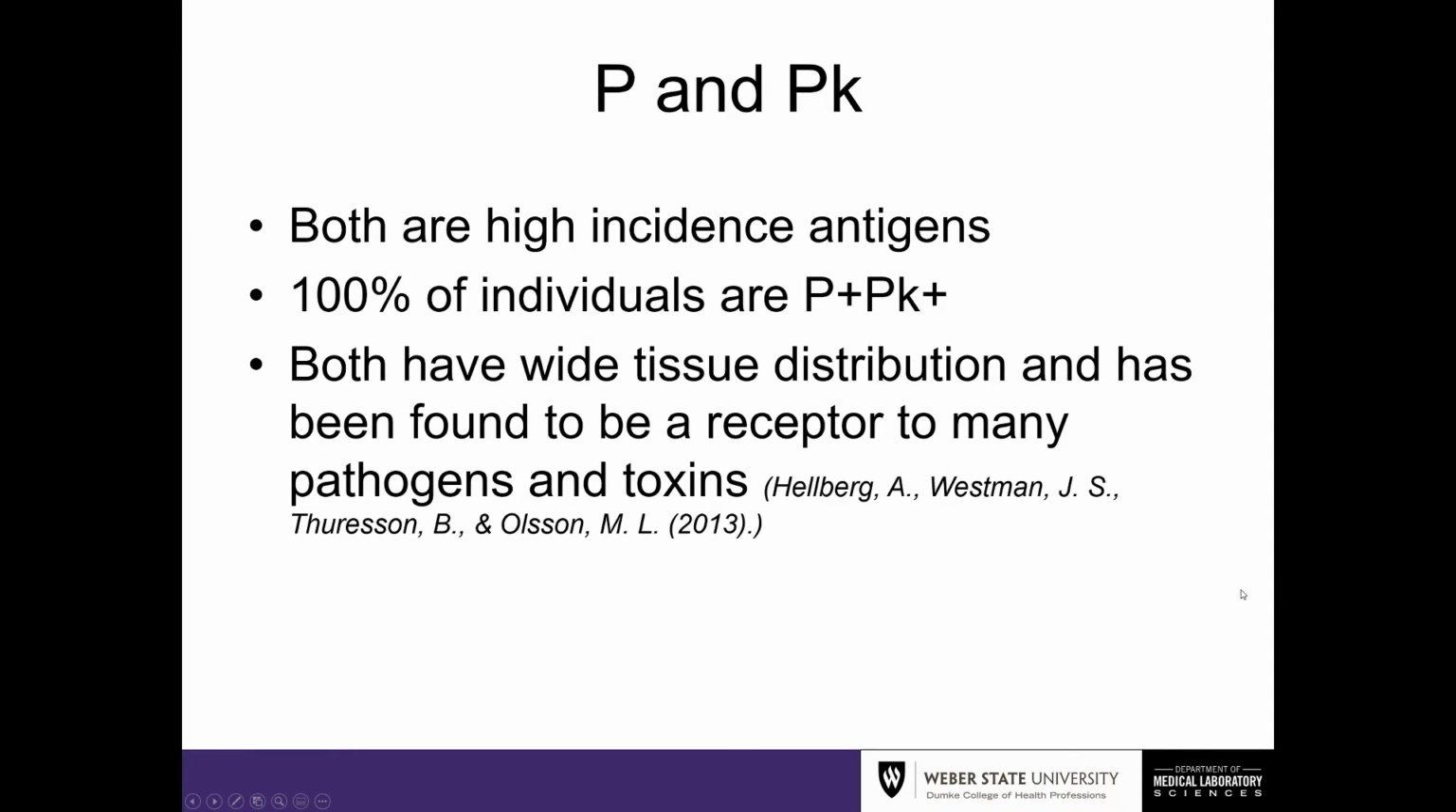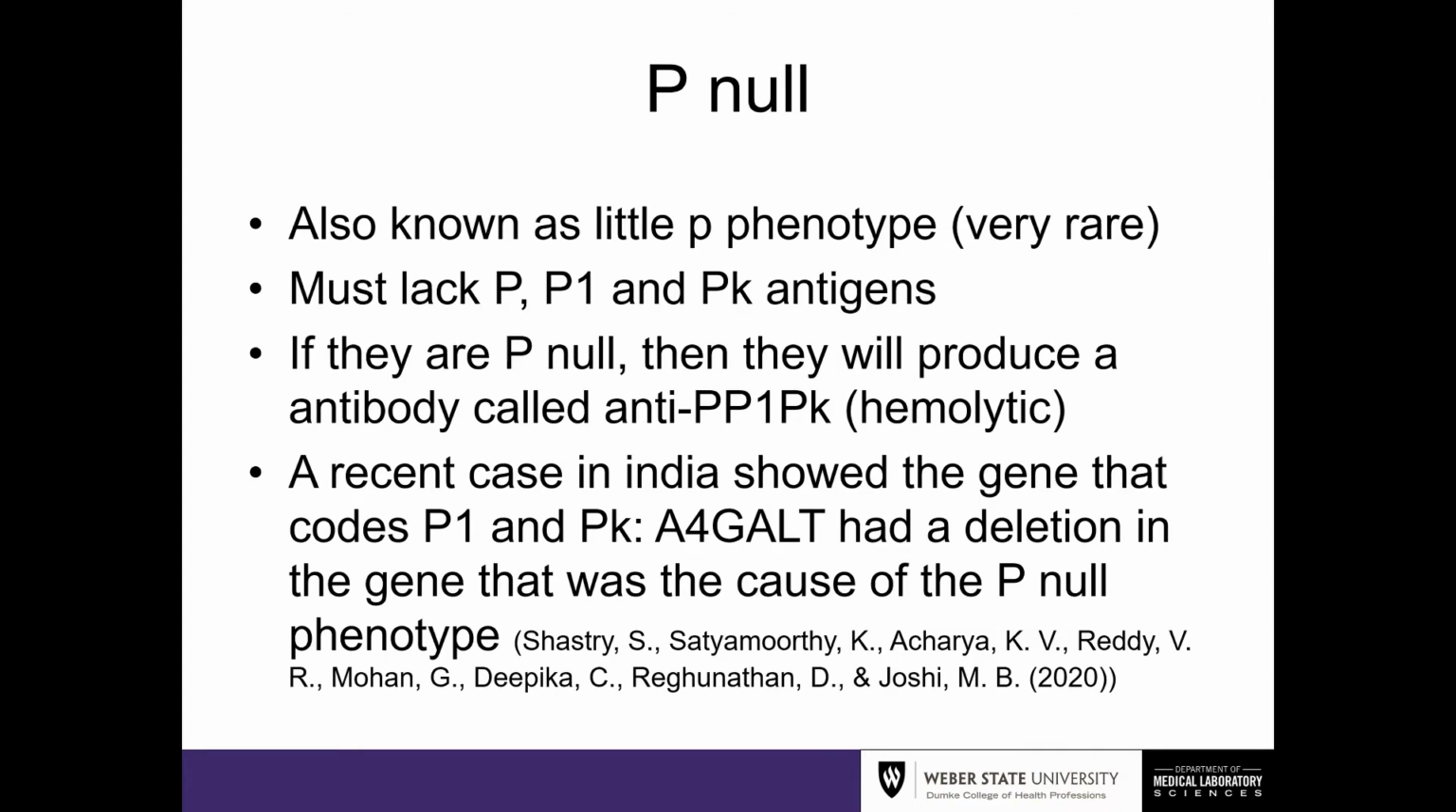because P and Pk, remember, are very high incidence antigens. So then they would have to go get on a rare red blood donor list, and that can make things difficult.